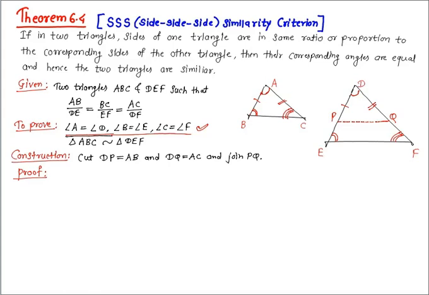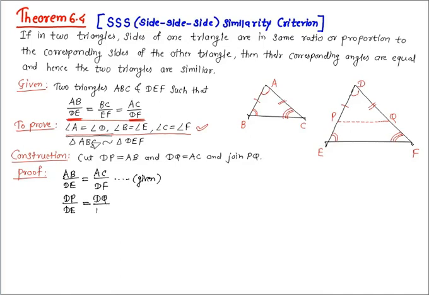Let's start with what is given. We are given this ratio. Since we know AB and AC are equal to DP and DQ respectively, we will use this first term and this last term. What is it? AB by DE is equal to AC by DF. This is given. And in construction, we know DP is equal to AB and DQ equal to AC. So we can replace AB here by DP. So it will be DP by DE is equal to, and we can replace AC by DQ. So we get this. This is by construction.